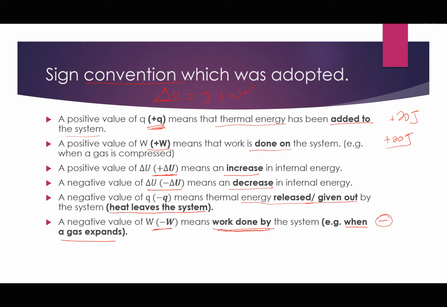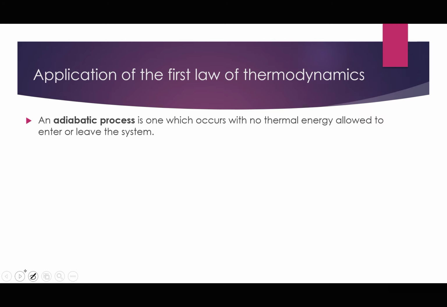So, having known this sign convention, before we see calculations, let's see a few applications of the first law of thermodynamics. Number 1, an adiabatic process. Let's consider a change in the volume and the pressure of a gas which is trapped in a cylinder by a frictionless piston. So we have a gas that has been trapped by a piston in a cylinder.